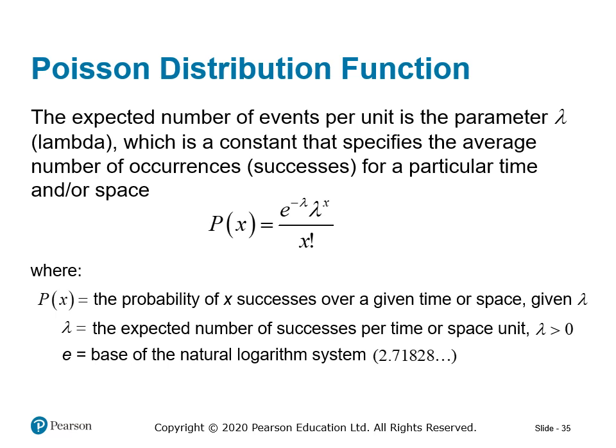So he came up with this distribution function. Again, this was before computers and calculators. And this is the number he came up with. The expected number of events per unit is a parameter lambda that he named, which is constant, that specifies the average number of occurrences, successes, for a particular time and or space. So in this case, P of x is the probability of successes over a given time or space, given your lambda. The expected number of successes per time or space unit is going to be your lambda.